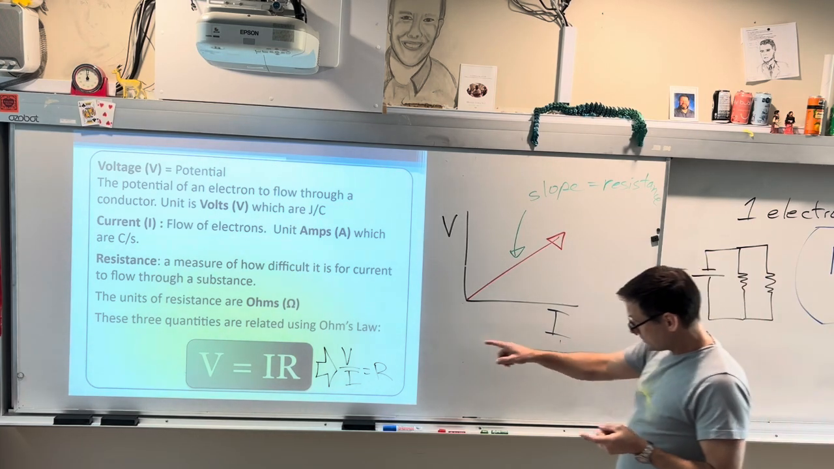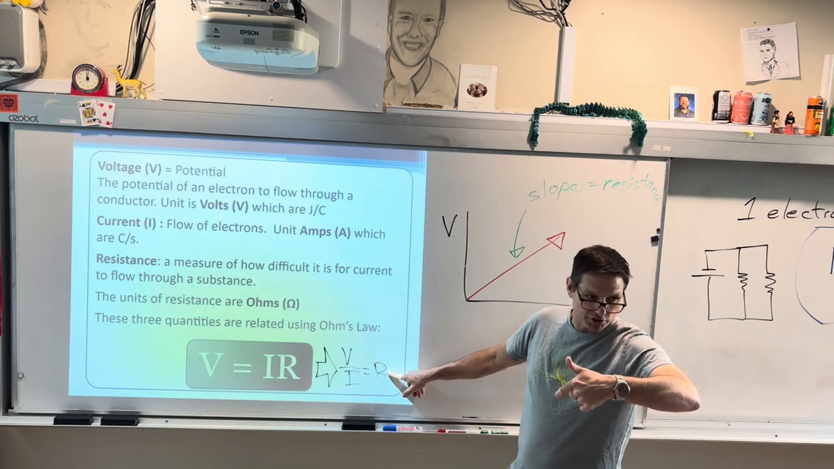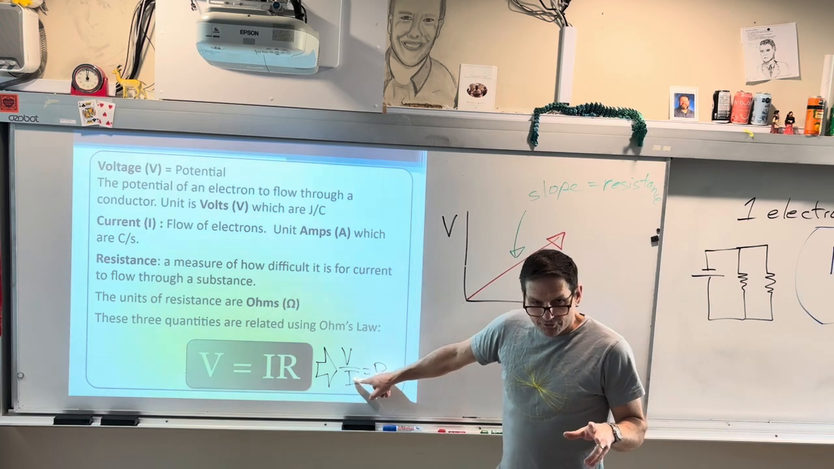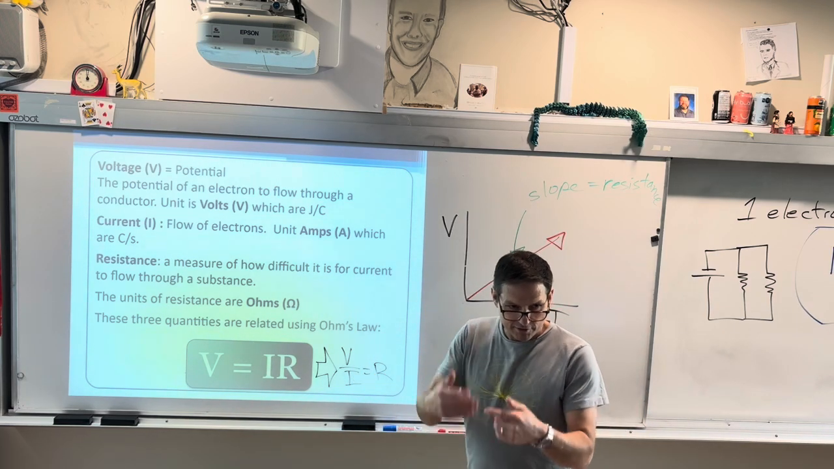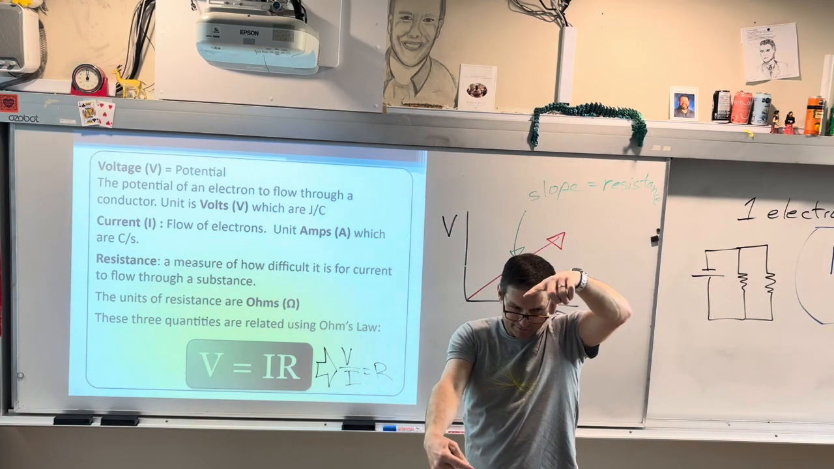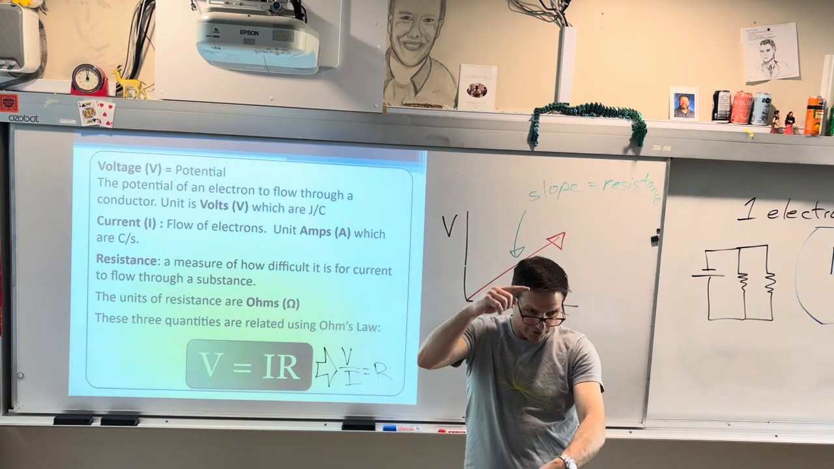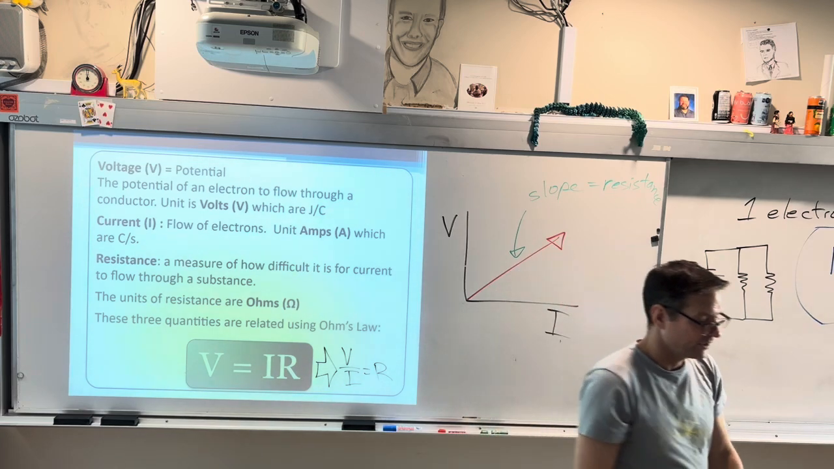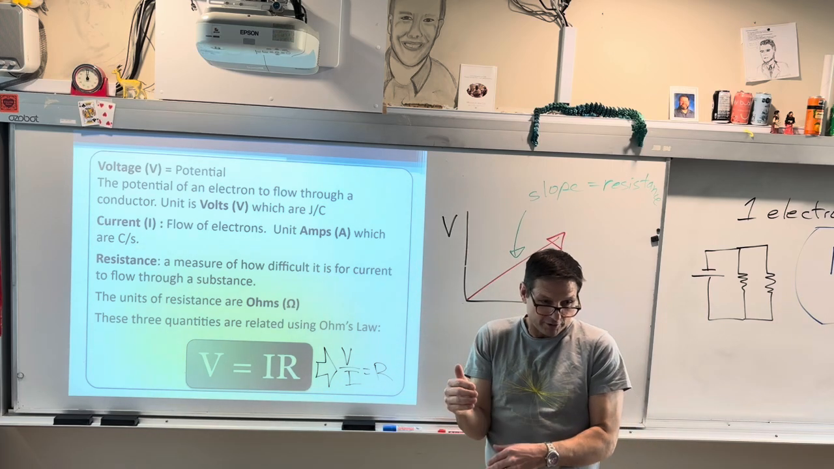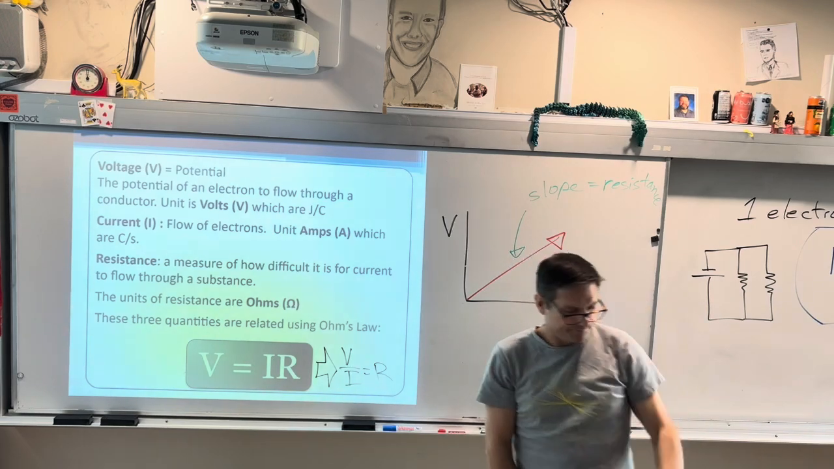And by the way, this is why current and resistance are inversely proportional, because the I is on the bottom. So if you double your resistance, you will get 1/2 the current. Does that make sense? So what if you triple your resistance? 1/3 the current. Okay. And if you cut your resistance into a quarter of what it was, your current will go up 4 times. Okay. Inverse relationship.